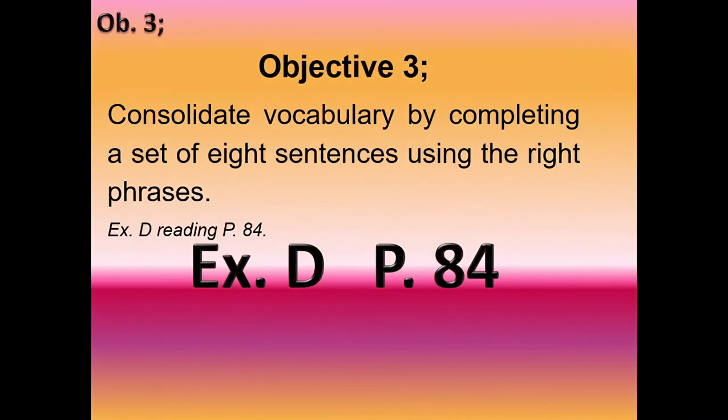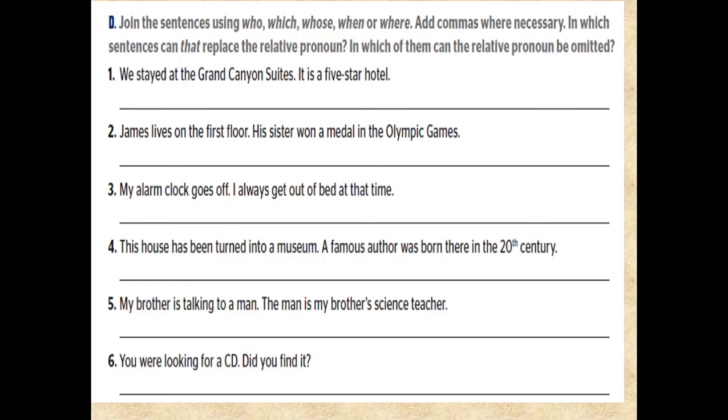Let's move to the third objective: to consolidate vocabulary by completing a set of 8 sentences using the right phrases. Page 84. Join the sentences using who, which, whose, when, or where, add commas where necessary, and say in which sentences the relative pronouns can be replaced, and in which of them they can be omitted. Pause the video and present your own answer, then come back to me to check your answers.